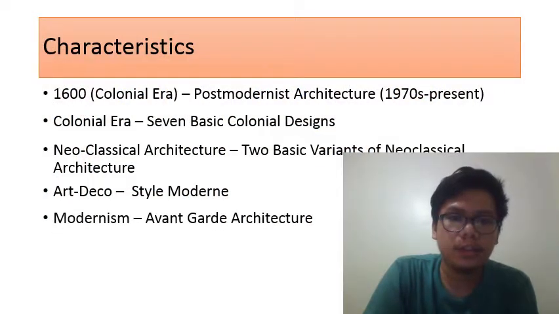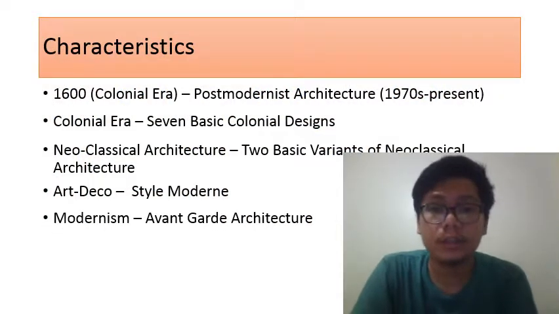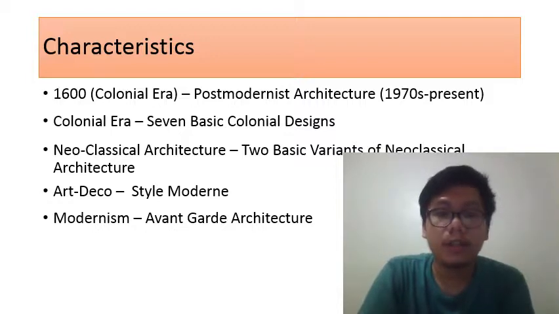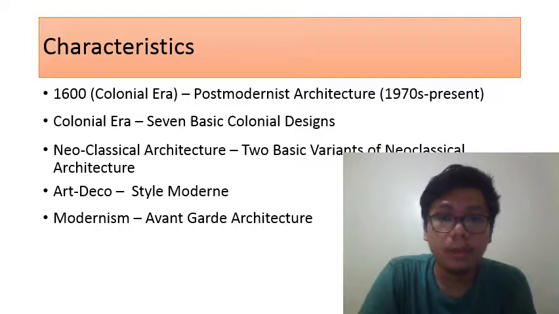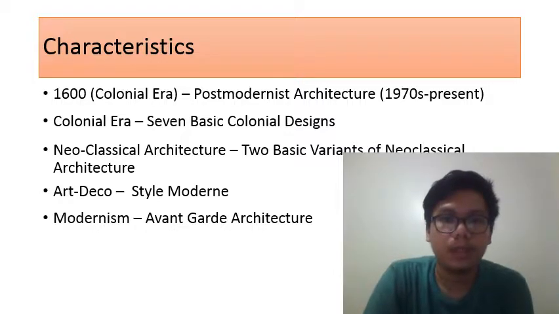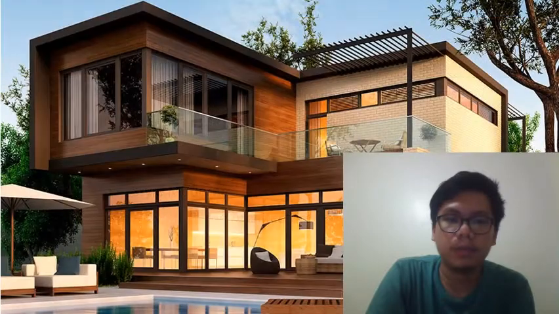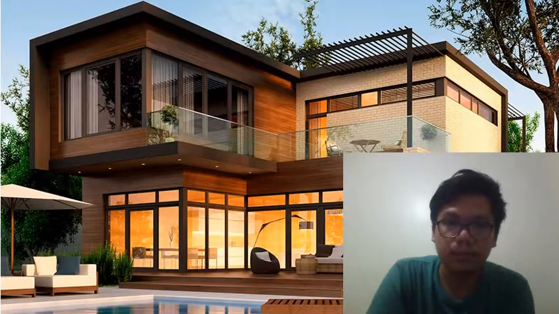Next is modernism or modernist architecture, which focuses on avant-garde art, which has grand designs with simplified forms and only the sort of essential ornamentation that reflected the theme and structure of the building. This is an example of modernist design.